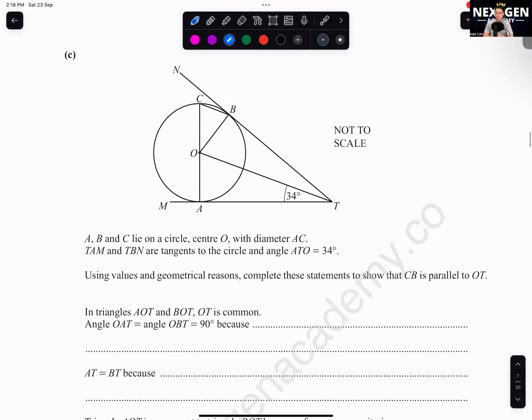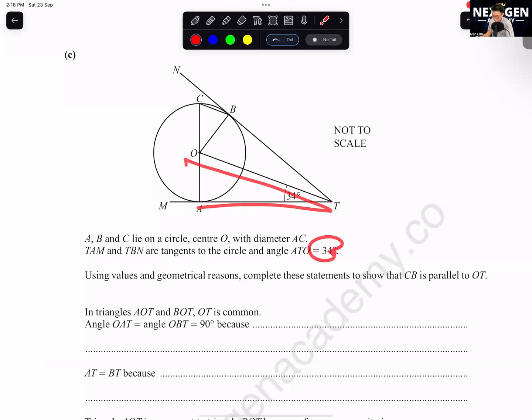Question C. A, B, and C lies on the circle, center O with diameter AC. TAM and TBN are both tangents. ATO is equals to 34 degrees. Using values and geometrical reason, complete this statement to show that CB is parallel to OT. Okay, we want to prove that this and this, they are parallel to each other.